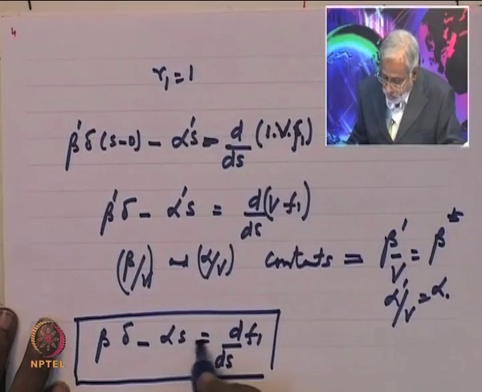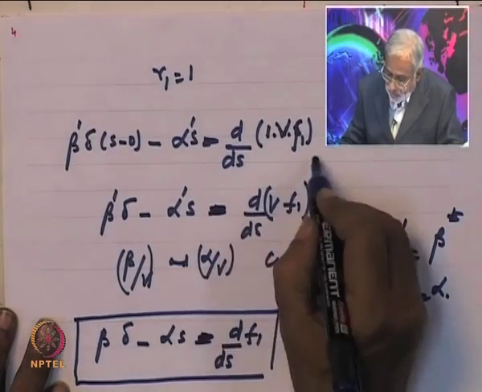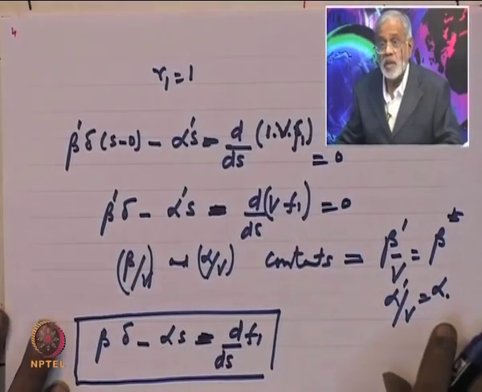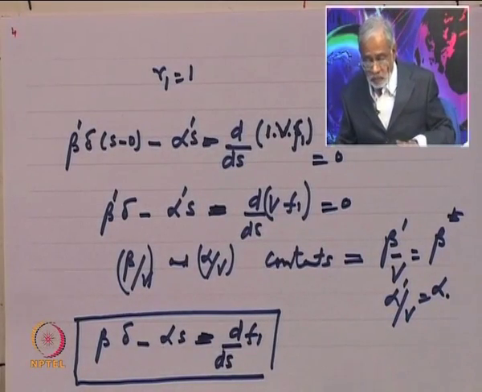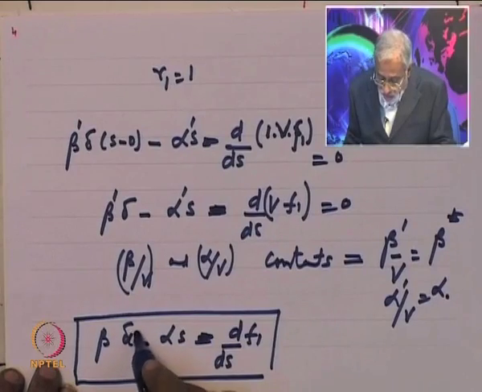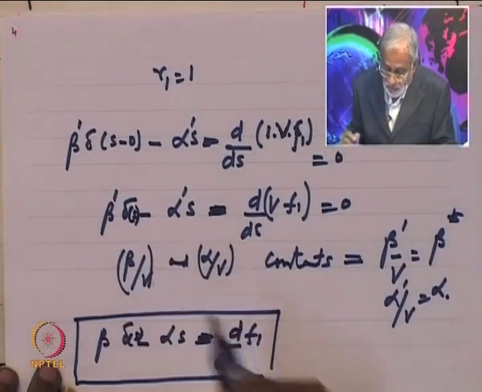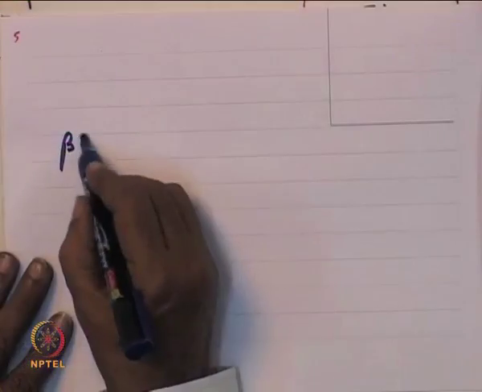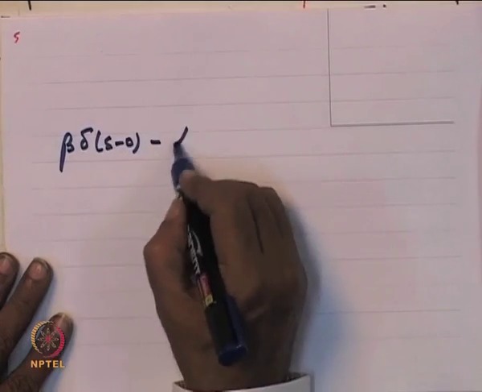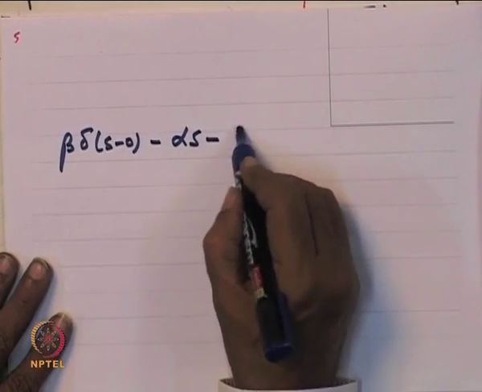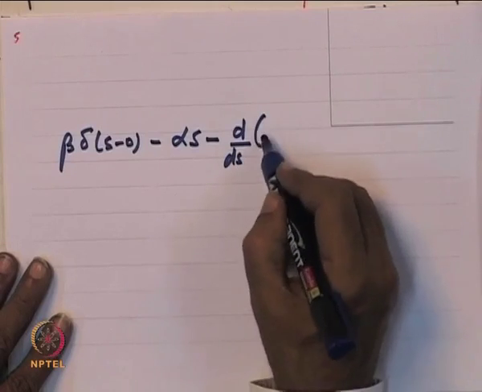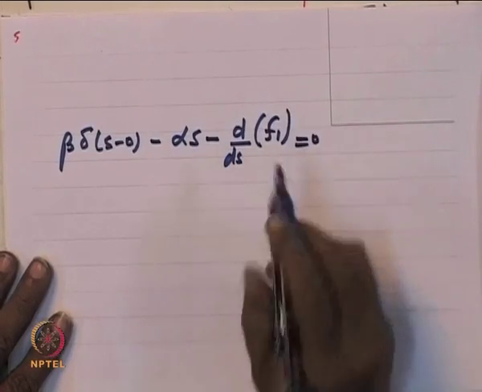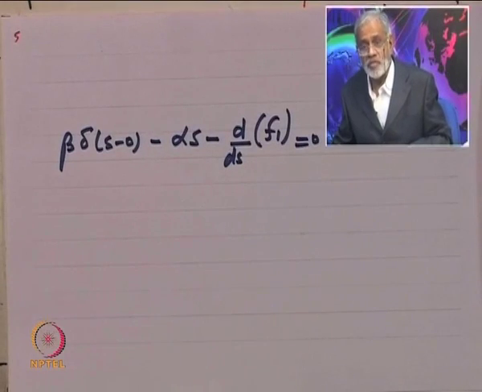Now, what is it that we have now? What we have now is beta times delta of S minus 0, minus alpha times S, minus d by ds of F1 equal to 0. Okay, this is the equation that we have to solve.